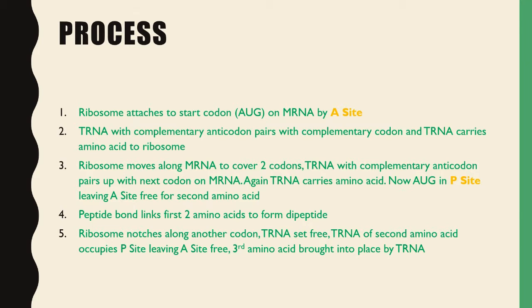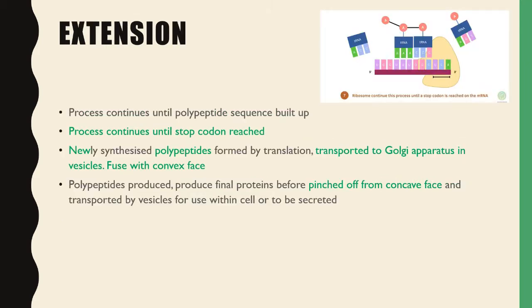The ribosome will then notch along another codon, setting the tRNA free. The tRNA that carried the second amino acid will now occupy the P site. So it is now in the site on the far left, essentially, leaving the A site free, which is to the right of it, where a third amino acid can be brought into place by a tRNA to bind with the codon. If you look at the diagram above you, you see where the free A's bind to the free U's. That right there is the P site, and then your A site is the CCG pairing with the GGC.